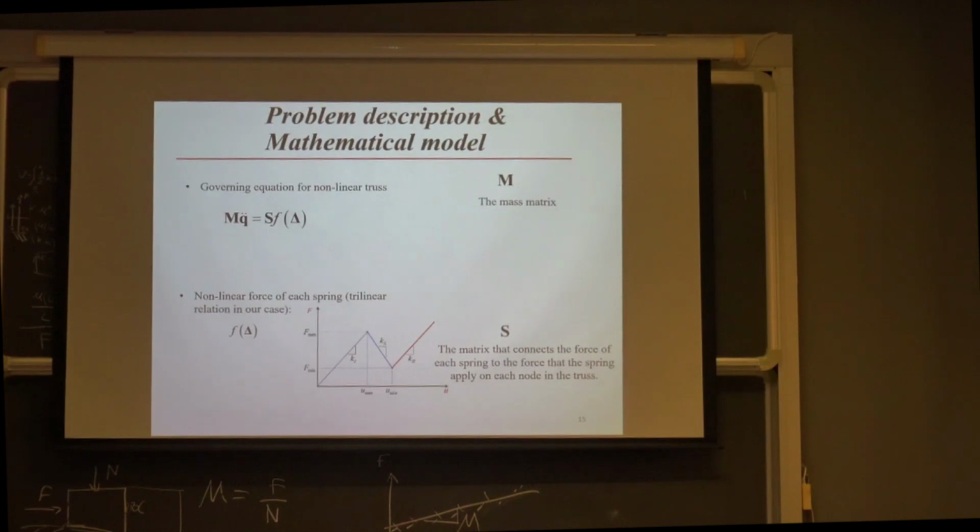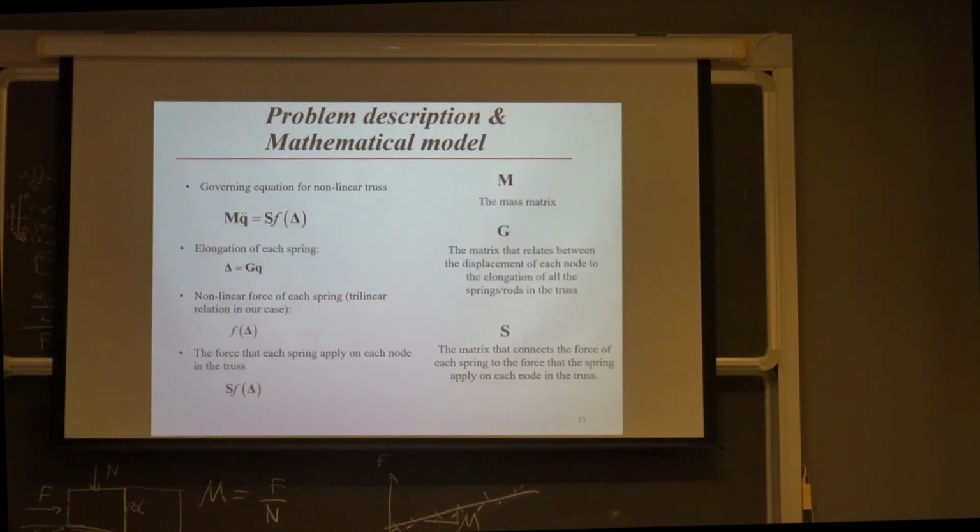S is a matrix that connects those forces of each spring to the nodes. So this is the S matrix. So S times F of delta gives us the forces that the springs apply on each node, like a stiffness matrix times Q. How do we find the elongation of each spring? So we need another matrix G that relates the displacement of each node to the elongation of the springs in the truss. So this is our entire formulation.